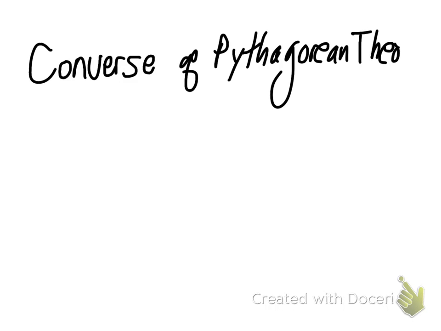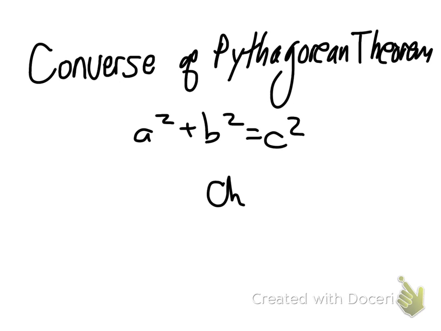Now the converse means basically just the opposite. The converse of the Pythagorean theorem allows you to substitute the lengths of the sides of a triangle into the equation a squared plus b squared equals c squared in order to check. So we're going to use a squared plus b squared equals c squared to check, is this a right triangle?